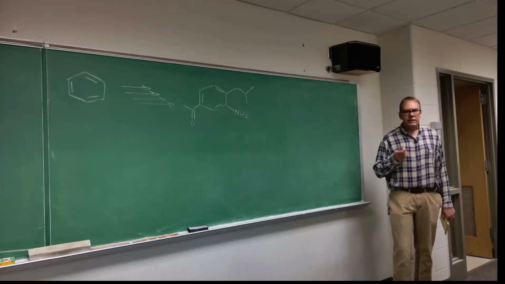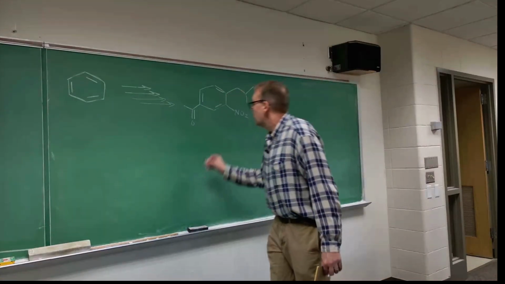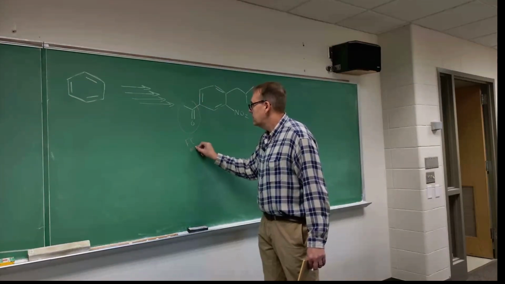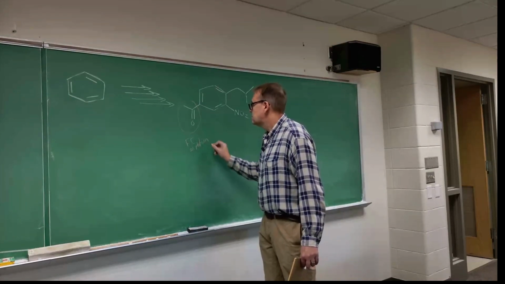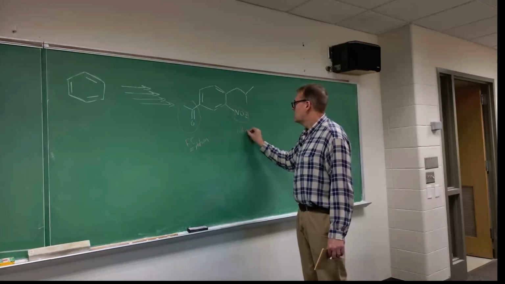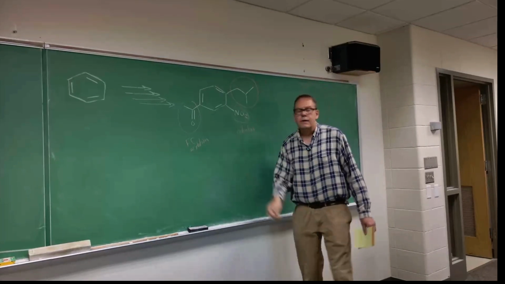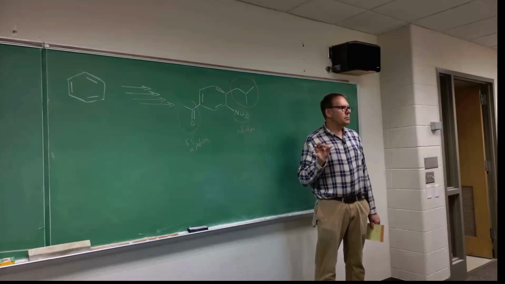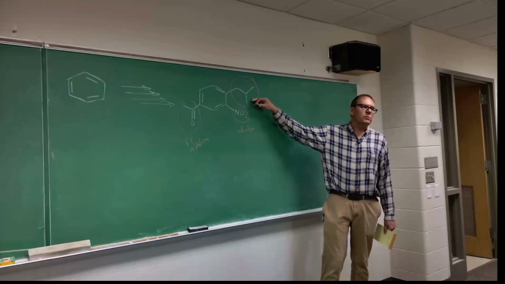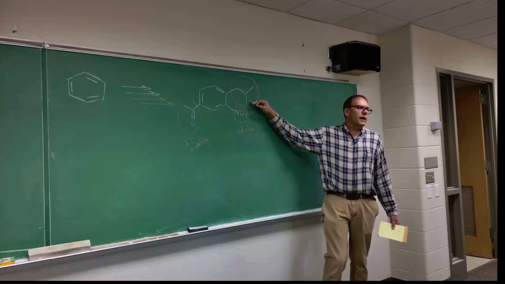So it's probably a good idea to think about what kinds of conditions you need to install these different groups. For example, this one has to go on via Friedel-Crafts acylation. This one goes on via nitration, HNO3, H2SO4. This has got to go on via one of the Friedel-Crafts reactions. The problem is if you try to do Friedel-Crafts alkylation to put this group on, you get a rearrangement. You get a tert-butyl group on the ring instead of an isobutyl group, which is what we need. So if you try to use Friedel-Crafts alkylation, you're going to have a problem.